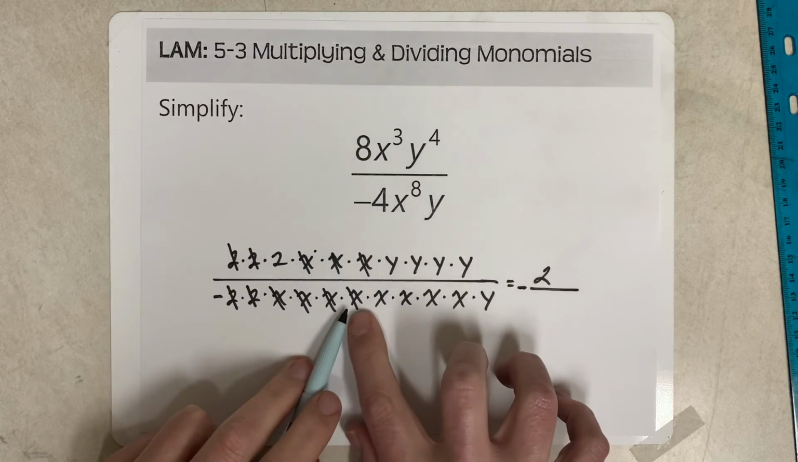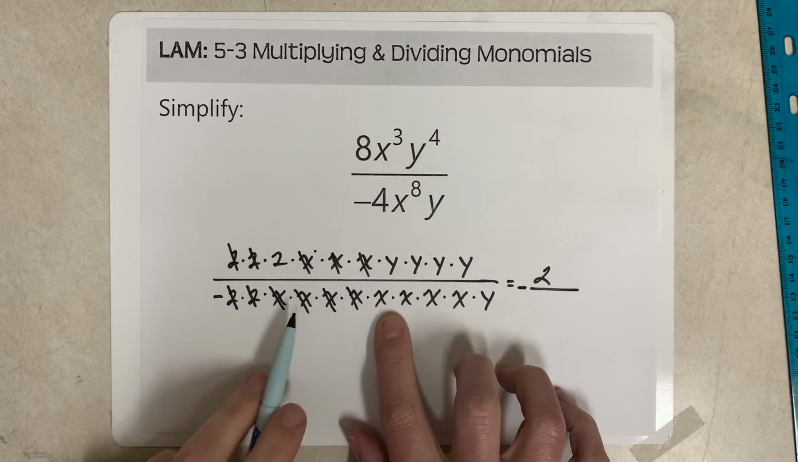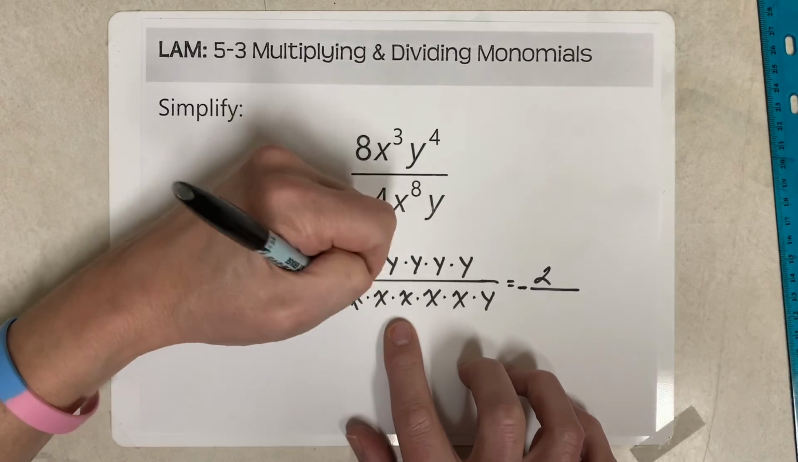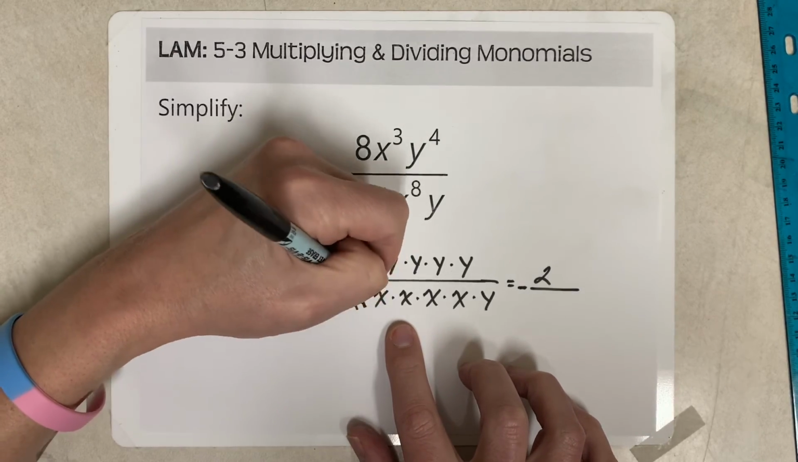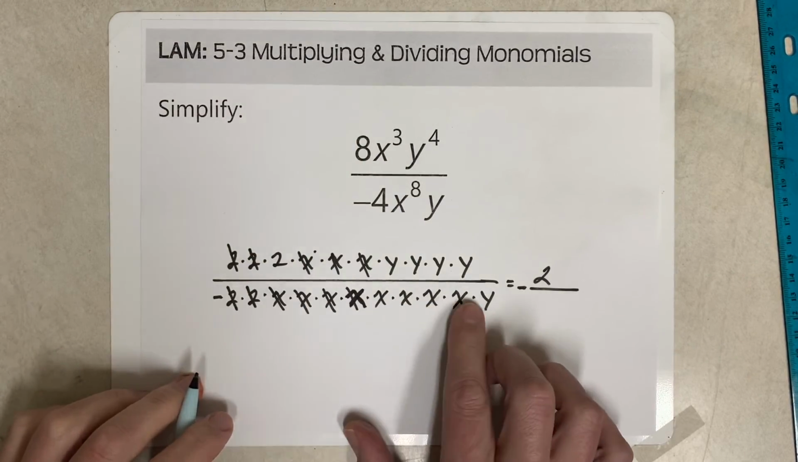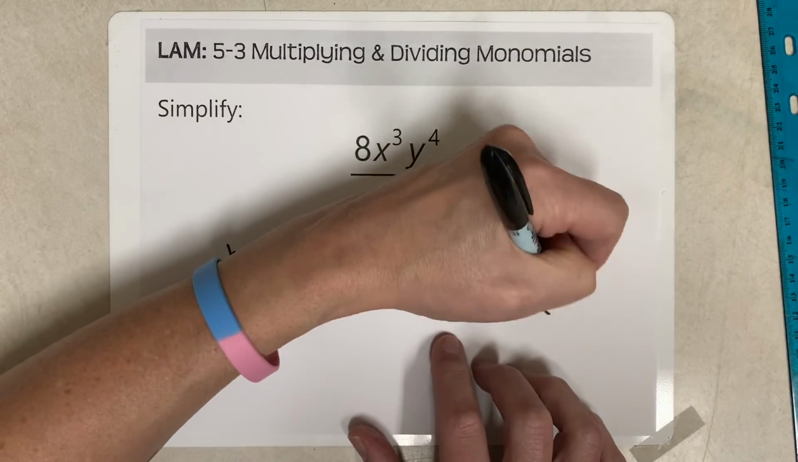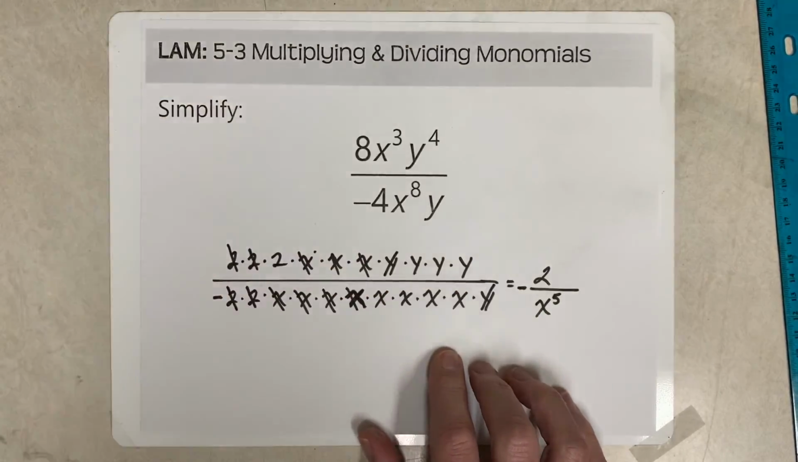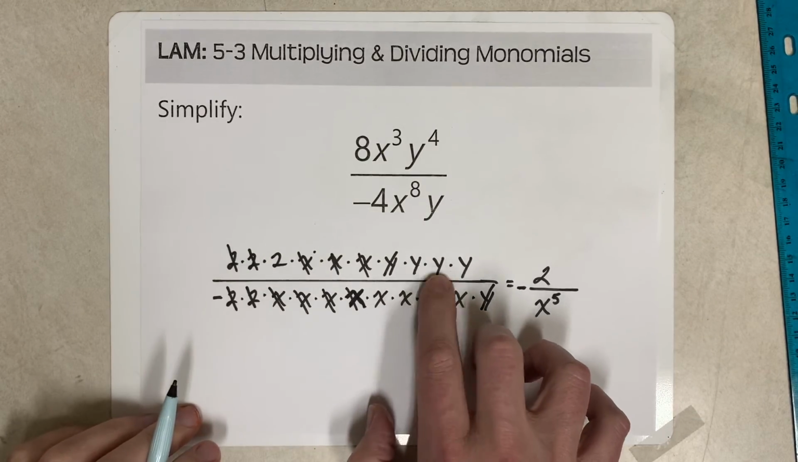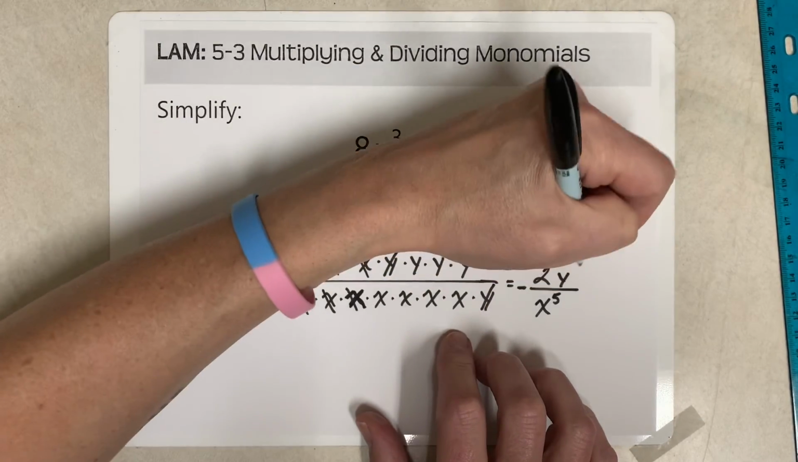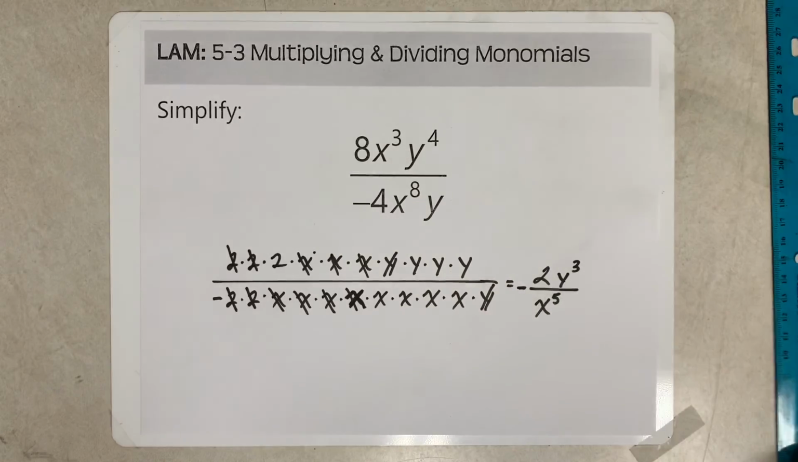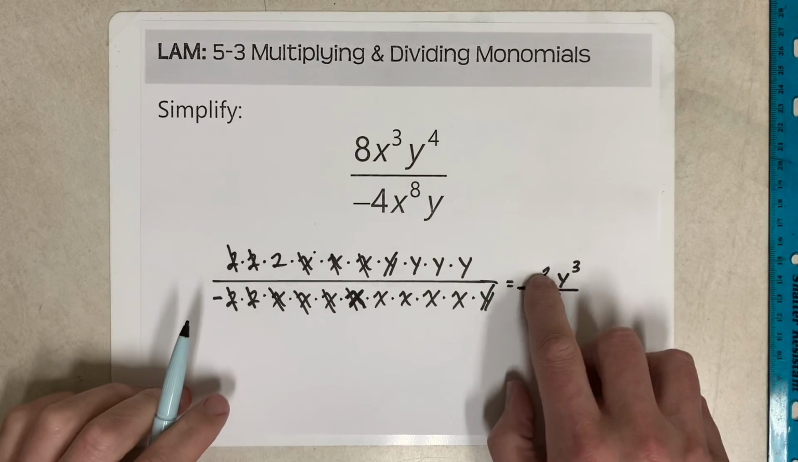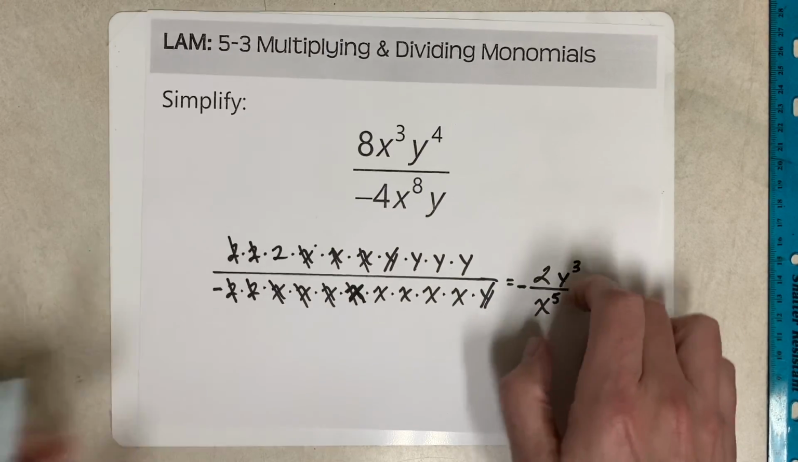Oh, I canceled one too many, didn't I? 1, 2, 3, 1. I should have only canceled 3. So actually that one should not have been canceled. 1, 2, 3, 4, 5 x's down below. x to the 5th. One of these y's will cancel with one of those. And there's 3 y's in the numerator now. So y cubed. So my final answer is negative 2y cubed over x to the 5th.